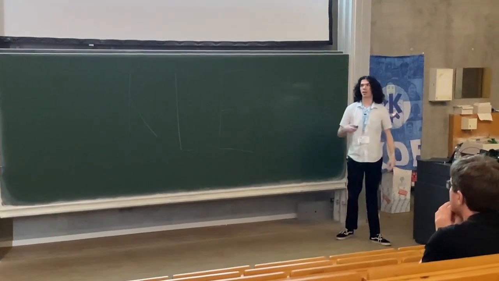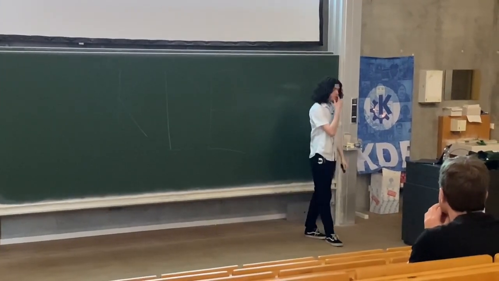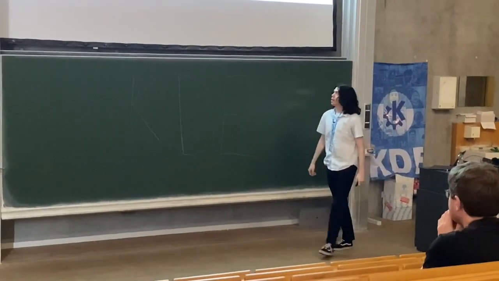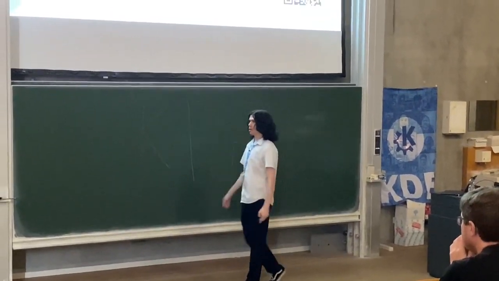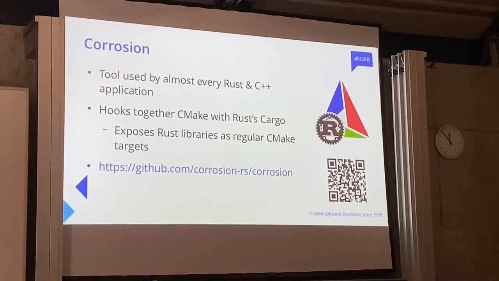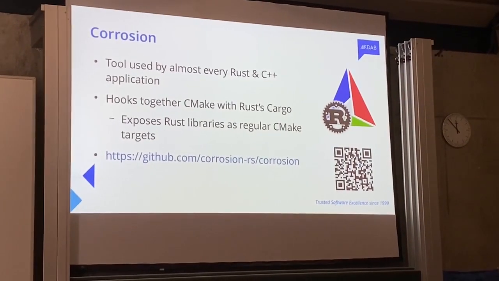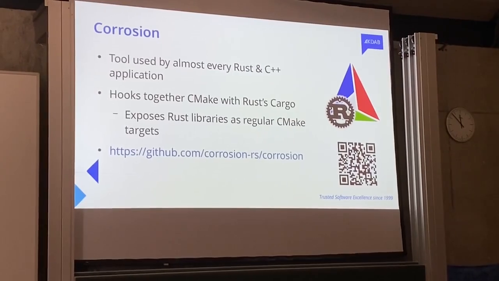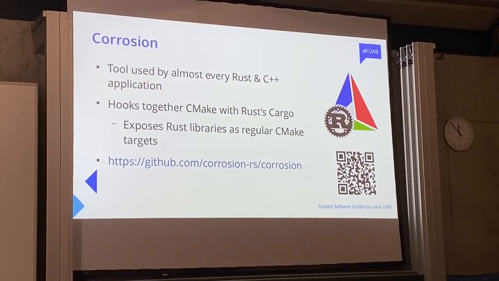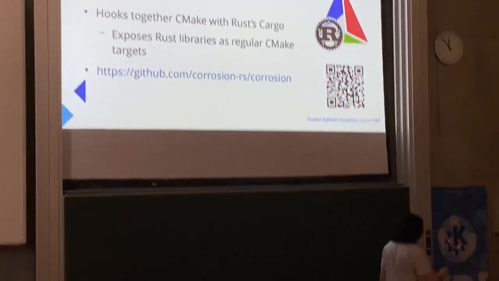Obviously, you don't want to call Cargo and then manually link it in. Corrosion is a thing you can include in CMake that basically allows you to invoke Cargo. For example, if you have a Rust function to decode some user input data, you can simply bring that little Rust library, include it in your project, then call Corrosion, and it will auto build it and expose it as a normal CMake target to use like anything else.